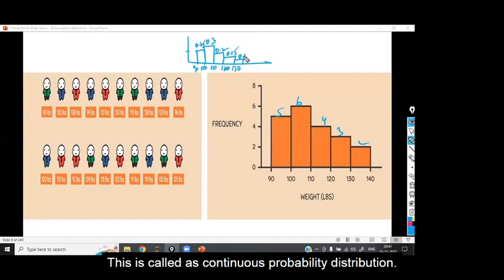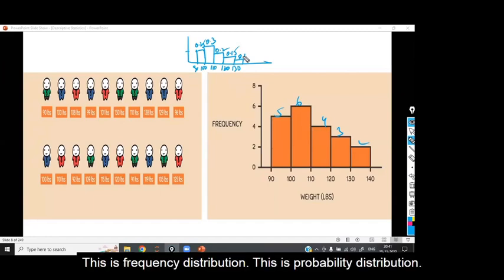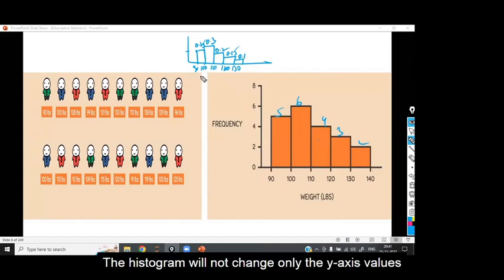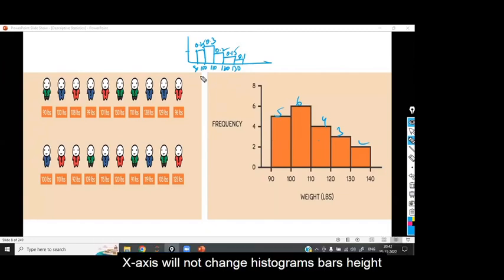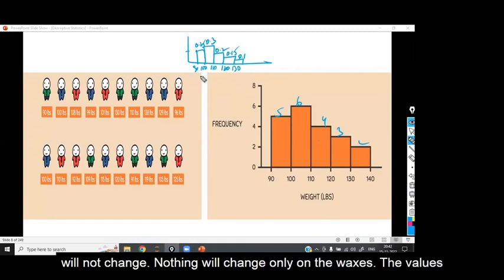This is called a continuous probability distribution. This is the frequency distribution. This is the probability distribution. The histogram will not change. Only the y-axis values will change. The x-axis will not change. The histogram bars' height will not change. Nothing will change. Only on the y-axis, the values will change.